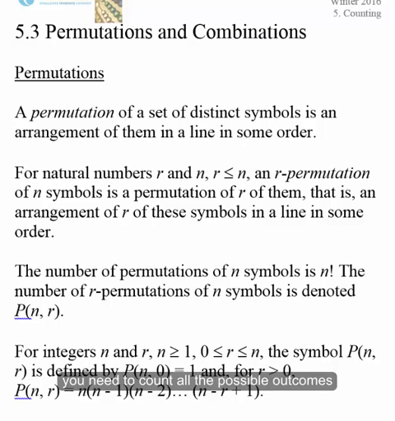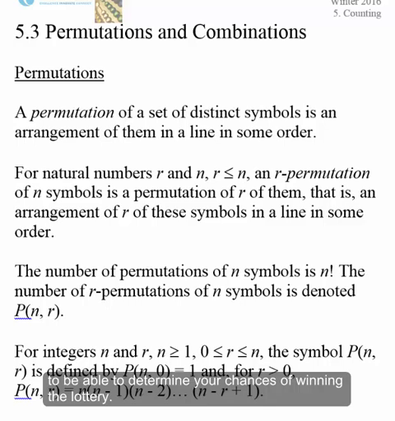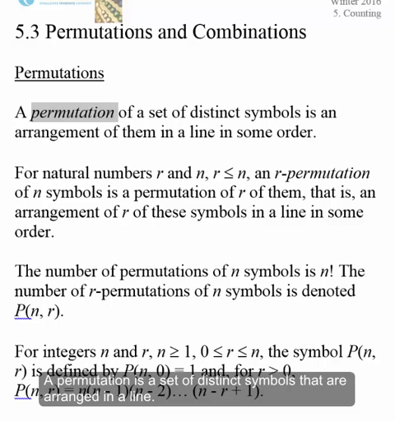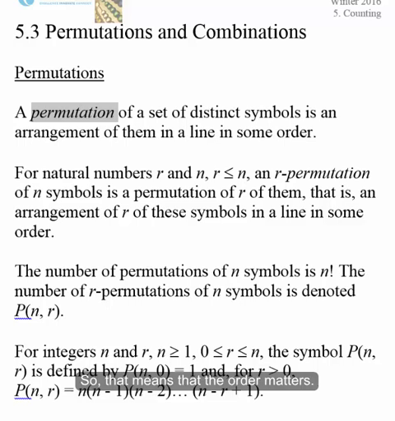You need to count all the possible outcomes to be able to determine your chances of winning the lottery. Let's take a look at the concept of permutation. A permutation is a set of distinct symbols that are arranged in a line. So that means that the order matters.